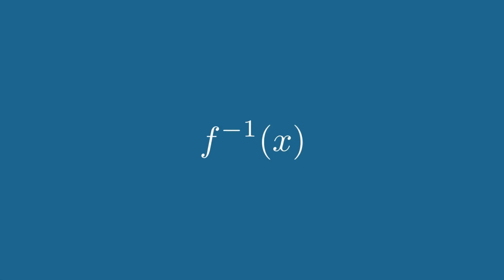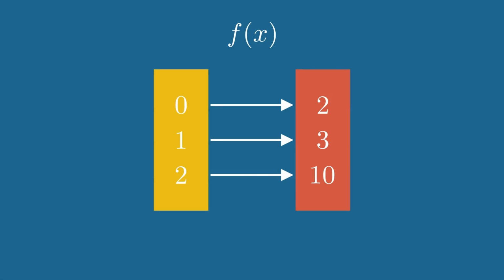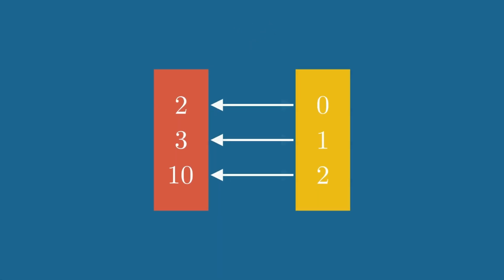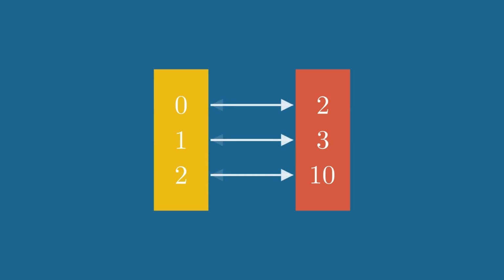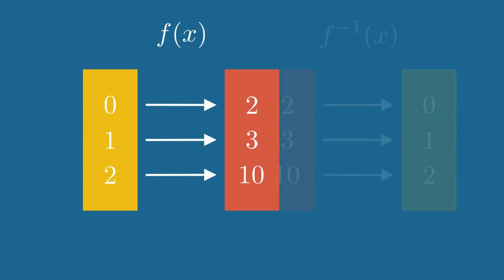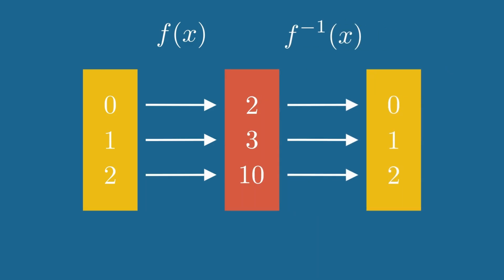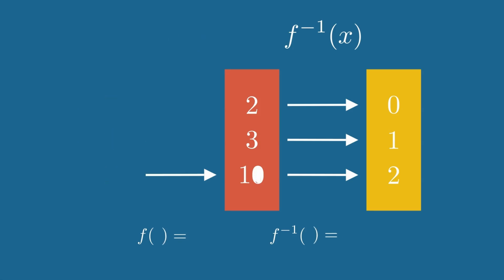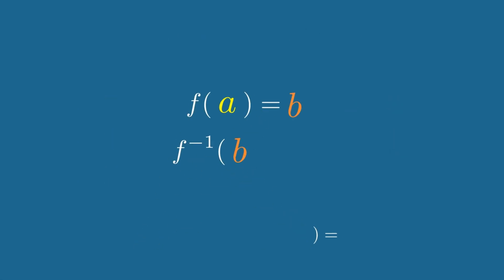By the way, this is the notation for an inverse function. Inverting a function basically swaps inputs and outputs. And inverting a function a second time returns the original function. Composing a function and its inverse just returns the original output. Since inverting a function swaps the inputs and outputs, this identity is true.